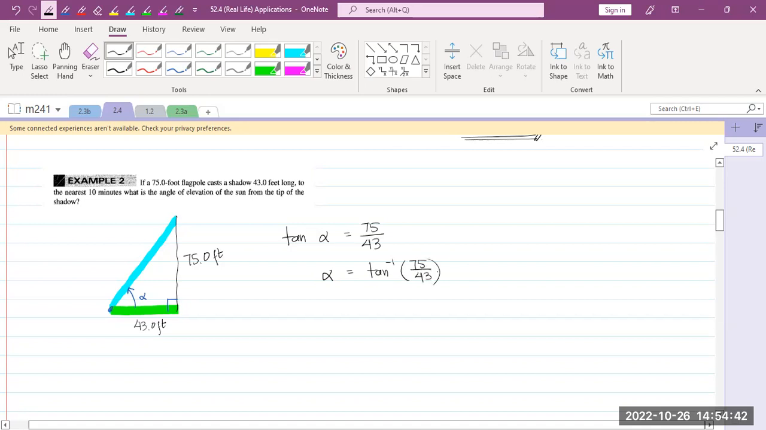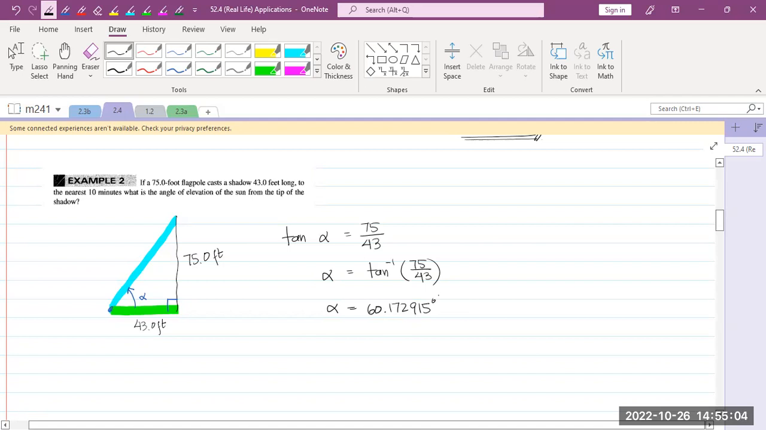Okay, tangent inverse 75 over 43. Now, if you have issues on how to use your calculator and get this number, make sure you ask me. Okay, don't forget to use the degree sign.